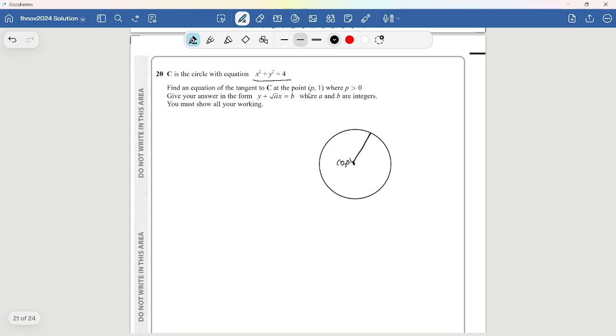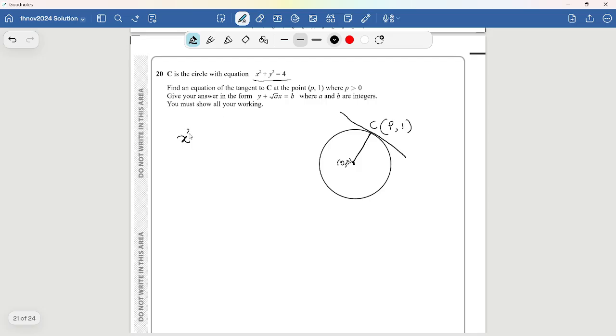There is a tangent passing through the point p, 1, where p is greater than 0. So if I draw a tangent here which touches the circle at the point, this is not P, this is C, and it has the coordinates x coordinate p and y coordinate 1. So we have got this information. Now what can we do with this point? Well, this point is on the circle, so I can put these values into the equation of the circle to find the value of p.